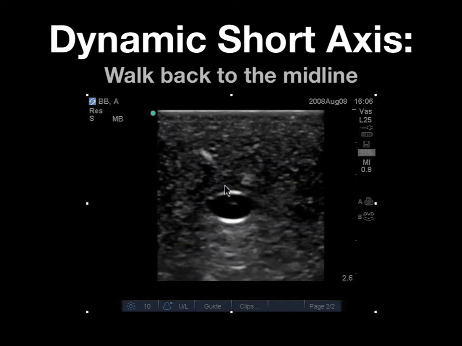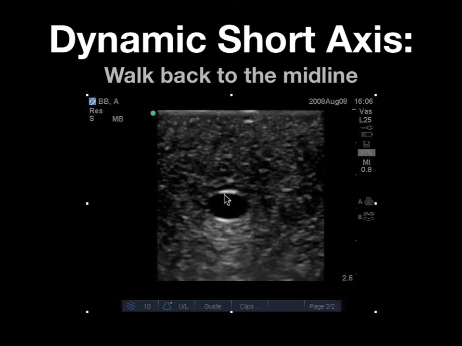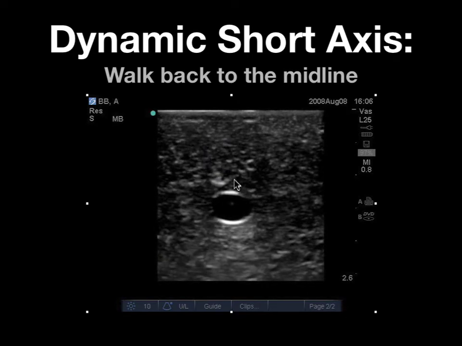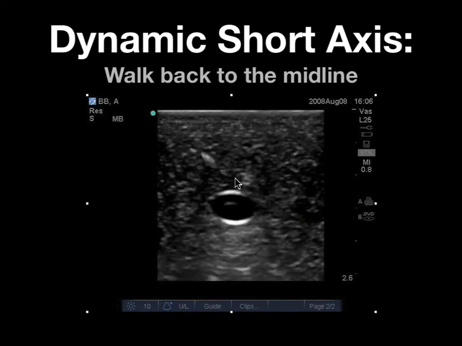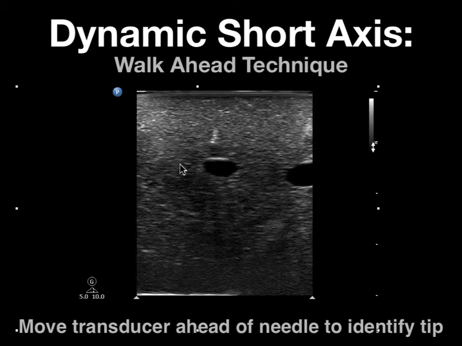So when you're practicing on the phantom, try this walk ahead technique. I think it's very useful in locating the needle tip, and this will help you in correctly placing the needle tip within the center of the vessel. Here's another example on a phantom using the walk ahead technique, where I'll move ahead of the needle tip and then come back to it.